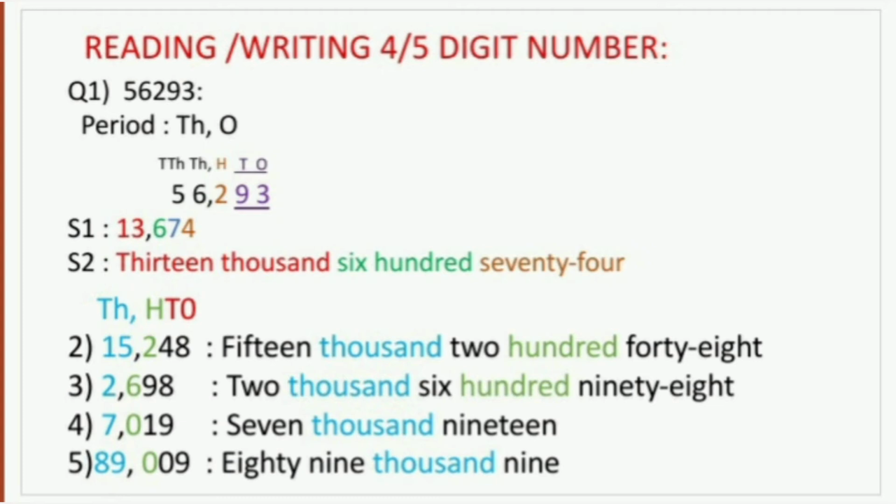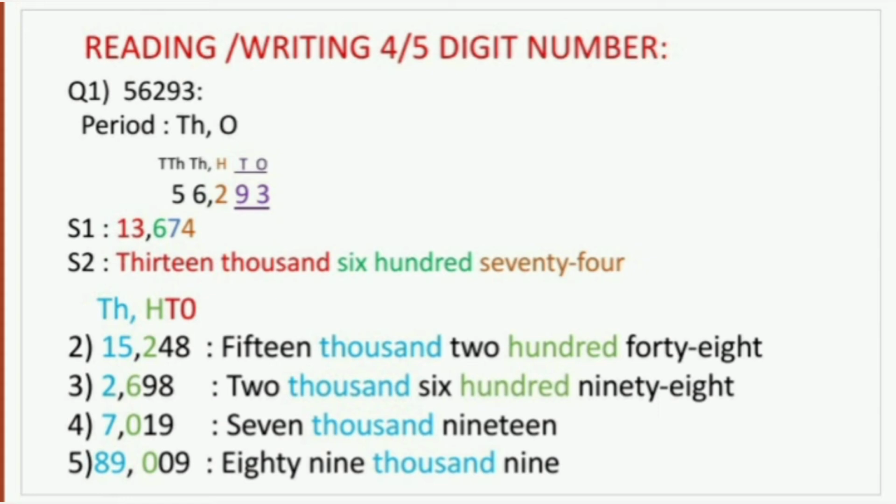Okay, now come to the second question, that is 15248. So the first thing you need to do is insert a comma. You can see when you move from right to left, after 3 digits, the first comma has been inserted. Fine. So before the comma, the number given is 15. So you have to read it as 15,000. Now the digit in the hundreds place is 2. So that is 200. Now the last 2 digits when you merge and read, it is 48. So the number is 15,248.